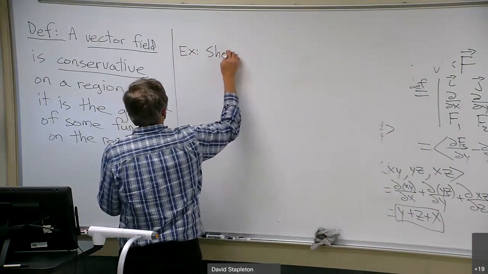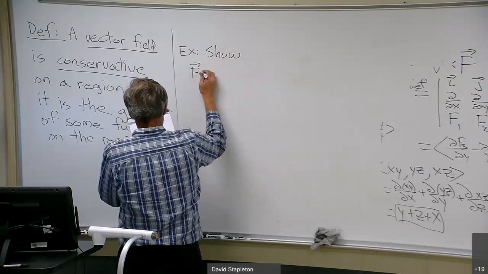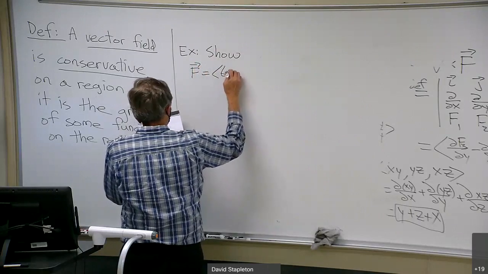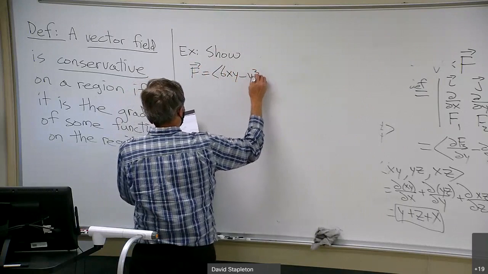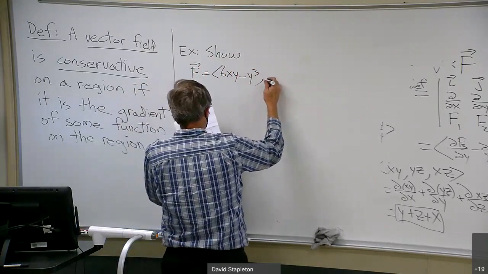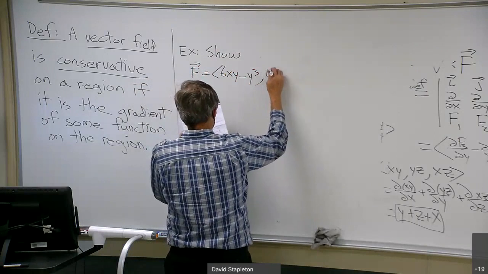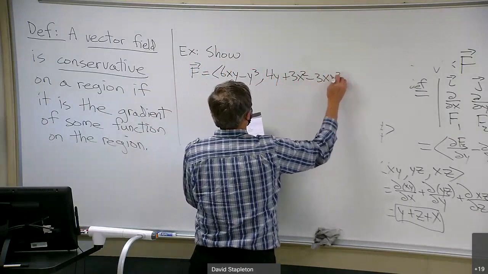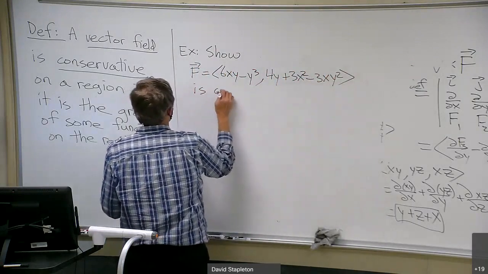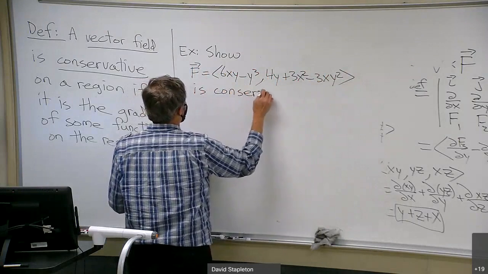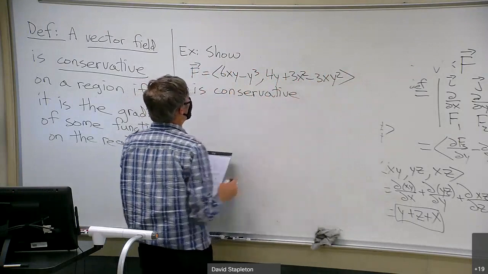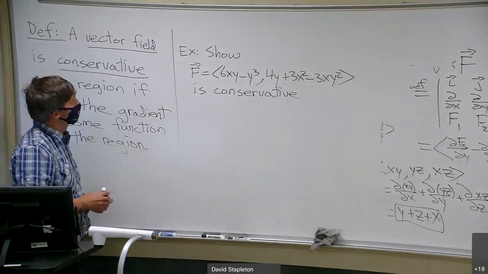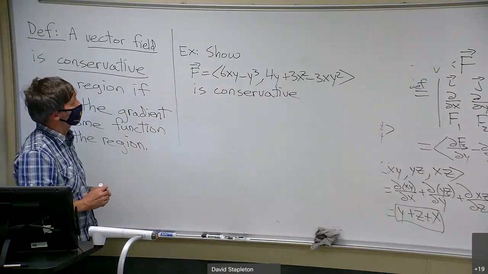Here's an example. Show that this vector field F equals 6xy minus y cubed for the first component, 4y plus 3x squared minus 3xy squared is conservative. Thinking of a conservative force, maybe F is a force, this is a conservative force. How do we show it's conservative? We have to show that it's the gradient of some function.